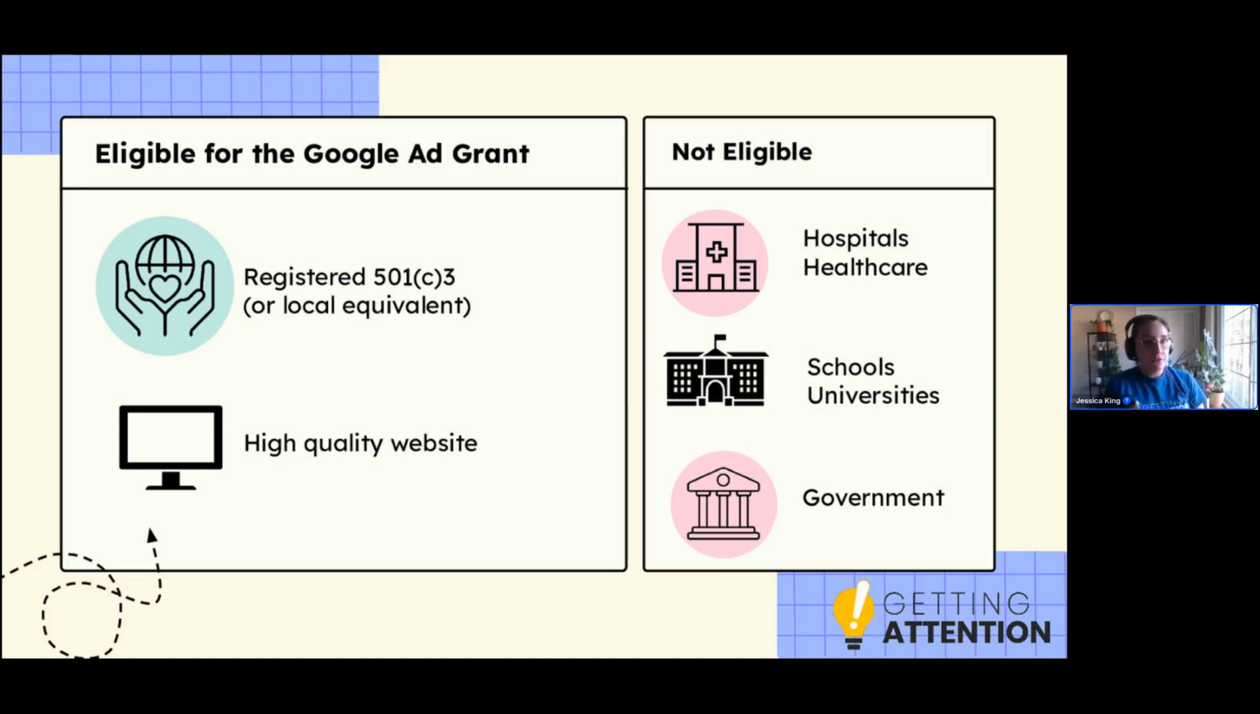If you're a school or a university, they do have a separate suite of products designed for those in the education space called Google for Education. So you can look into that. And this has never been published by Google, but if I were to take my best guess at why these types of organizations are not eligible, I suspect it has to do with receiving public funding in the form of government infrastructure, things like that.